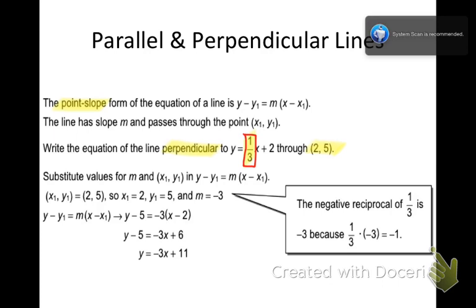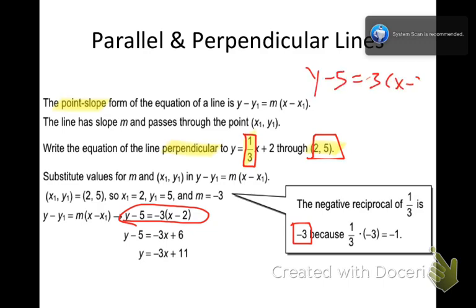So if it's 1/3, what's the perpendicular slope going to be of 1/3? Yeah, it's going to be negative 3. So I take negative 3, I take my coordinate, I plug it into point slope form. Now, from point slope form, I can change it to slope intercept form. Notice they have y minus 5 equals negative 3 parentheses x minus 2.